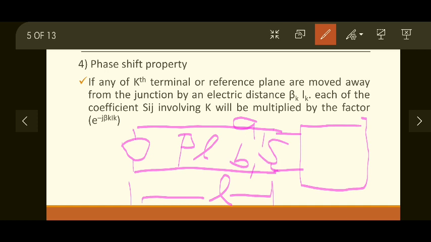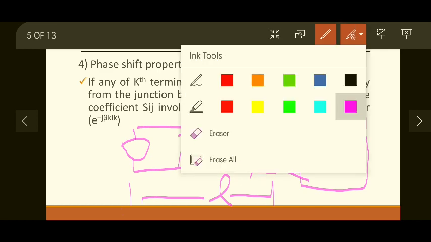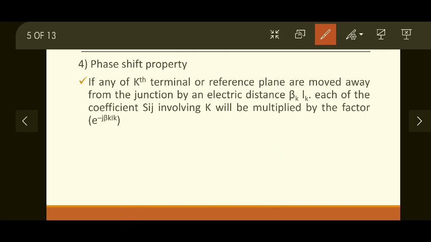So this is S12, because S12 is nothing but B1 upon A2. So B1 is involved in this one. And this is S21, because S21 is nothing but B2 upon A1. So A1 is also here. So these two will be affected because of this shifting of the terminal from its original position by an electrical distance beta L. So what will the S matrix look like?